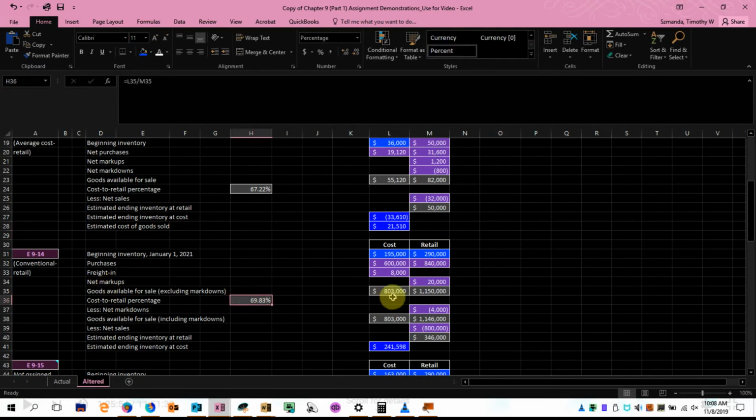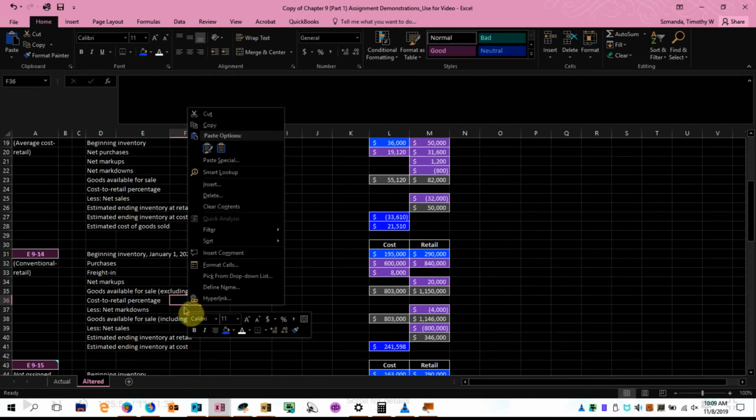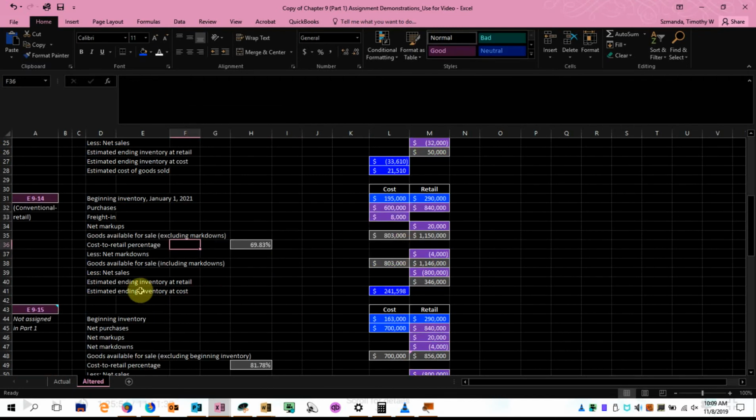So we take the 803,000 total goods available at cost and divide it into 1.15 million goods available for sale at retail, and then we have 69.83, or roughly 70%. Now we can just continue like we did before. Now we're going to bring in those markdowns on the retail side. So we'll take out the markdowns of the price and then continue as before.